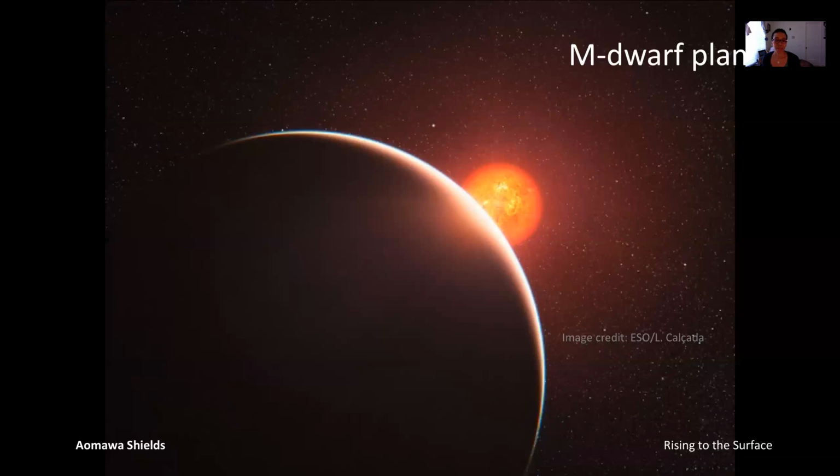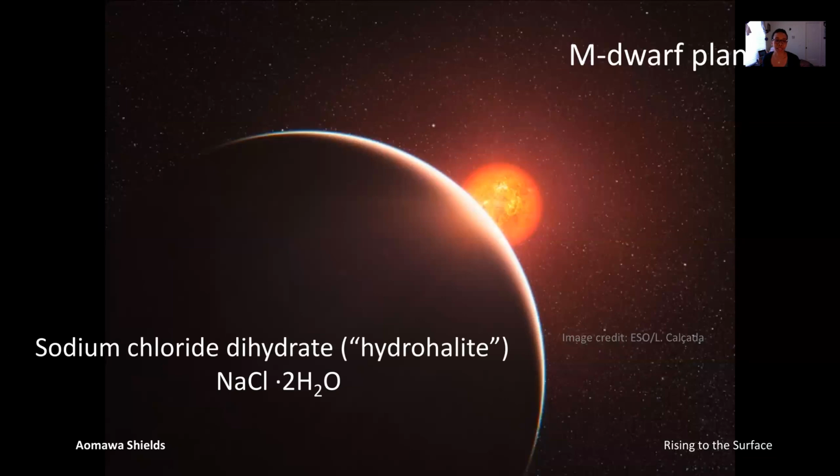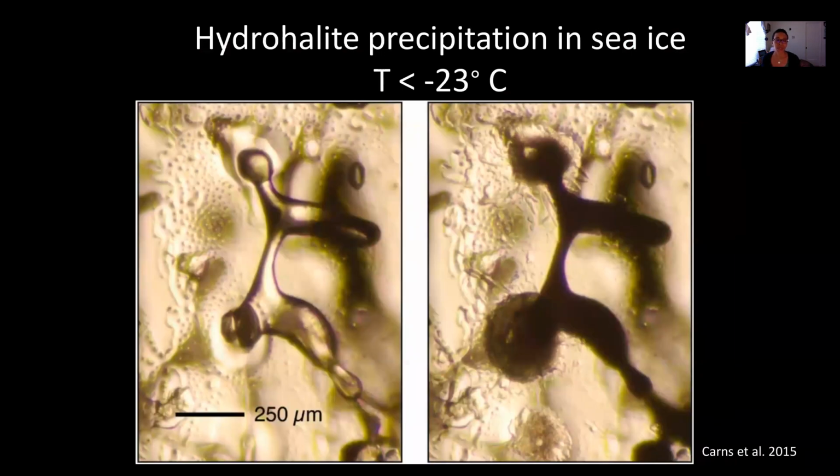Another surface type that we've explored, particularly in the context of M-dwarf planet habitability, is sodium chloride dihydrate, also known as hydrohalite. This is basically ice with precipitated salt in it. And so here we're looking at a brine pocket in sea ice, and on the left you've got the brine pocket filled with liquid, and then this hydrohalite forms at temperatures below minus 23 degrees Celsius.